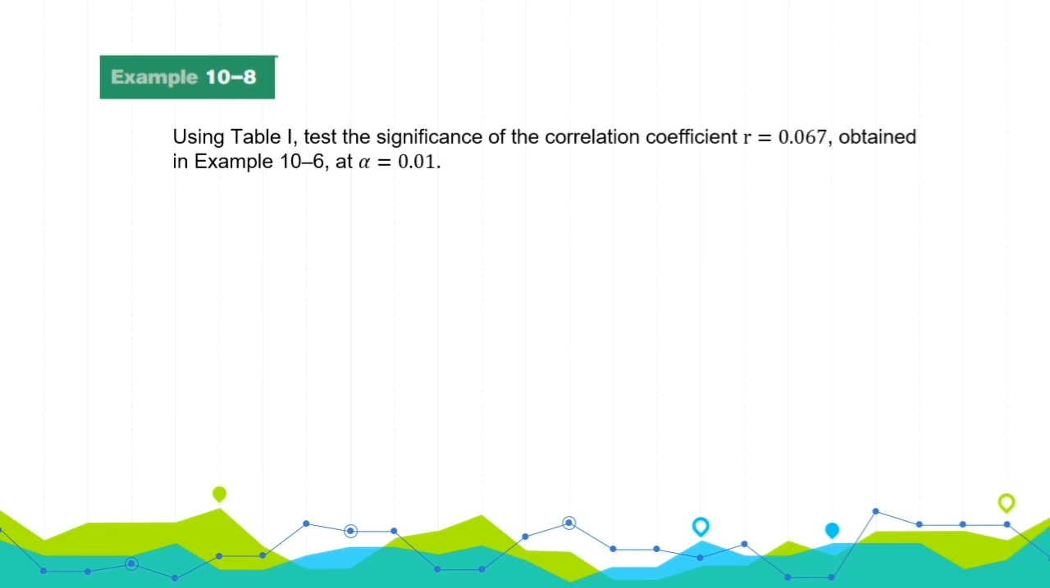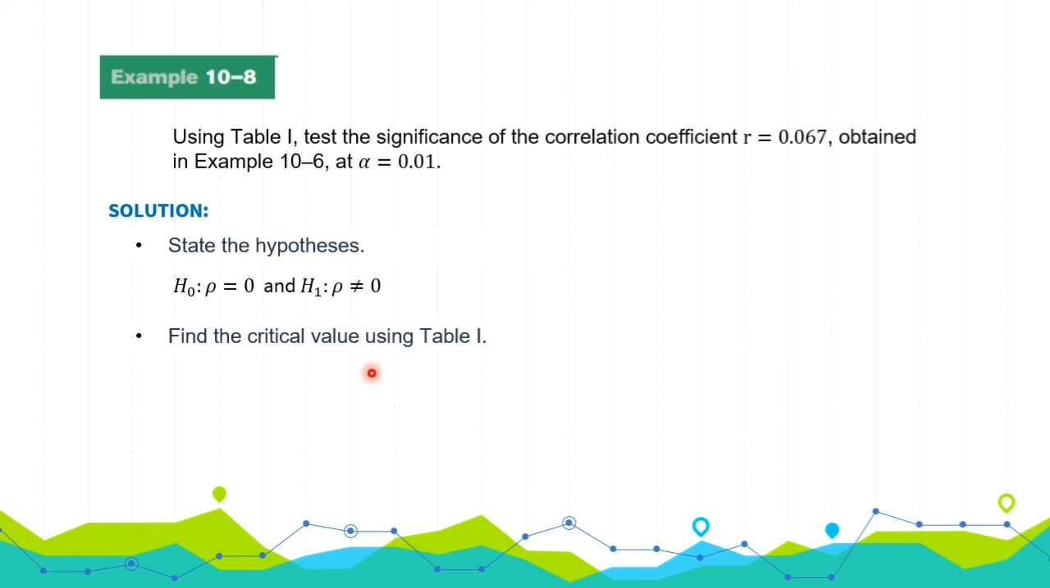For our solution, we state the hypotheses. The null hypothesis is rho equal to 0, and the alternative hypothesis is rho not equal to 0. Next, find the critical value using Table I. Our alpha is equal to 0.01. Our degrees of freedom, or DF, is equal to n minus 2. Our n is equal to 9, so 9 minus 2 is equal to 7. And this is our degrees of freedom.